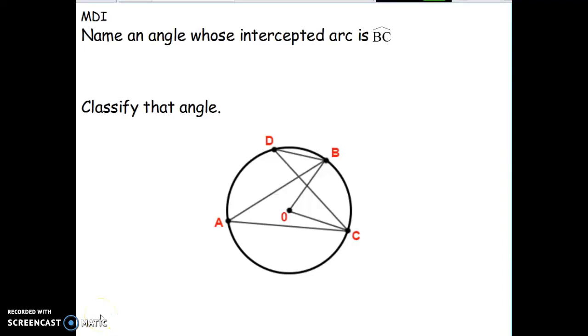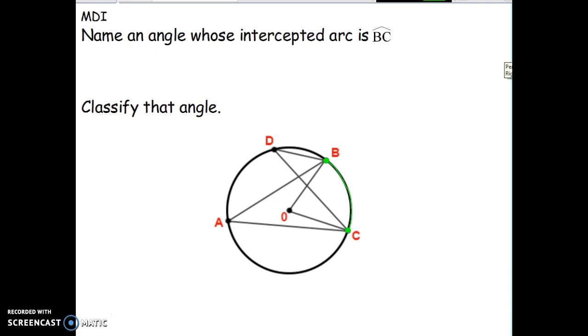All right, MDI today is name an angle whose intercepted arc is BC. And as we saw in the last video, there is more than one angle that can intercept the same arc. So if we find the arc BC, we know that this is a minor arc because there are only two letters. So if we find BC, that's this arc right here. So we see that lines from BC go here, here, and here, and we see lines from C go here, here, and here. So it looks like we have about 3 angles that are going to intercept this arc.